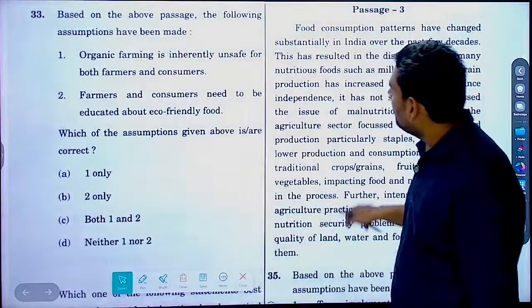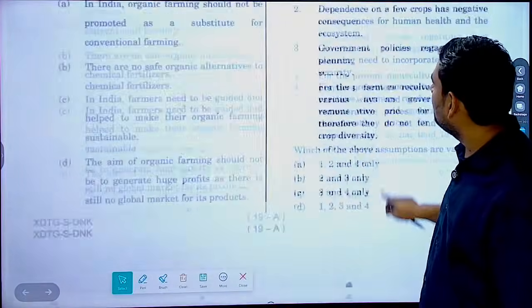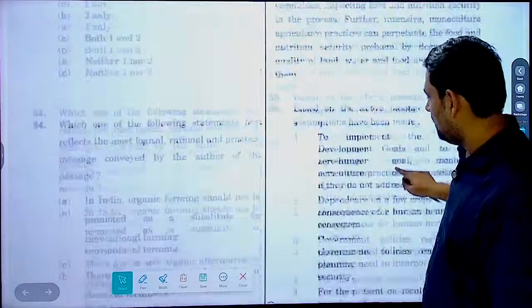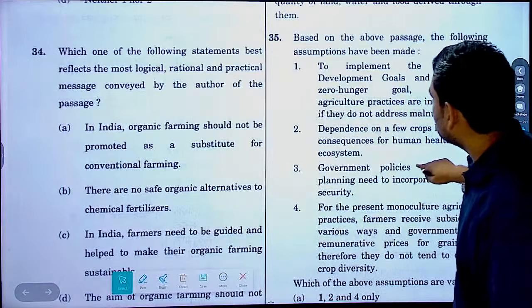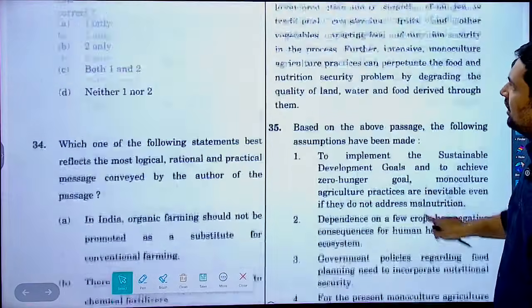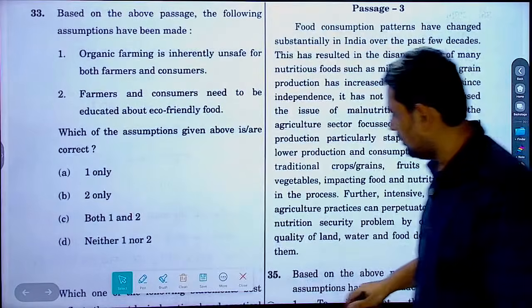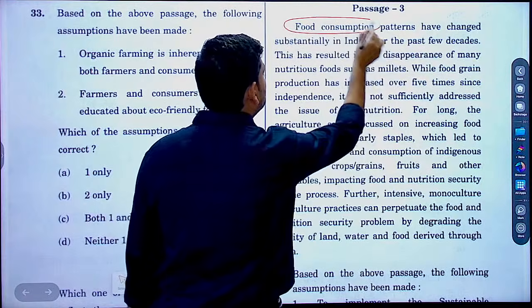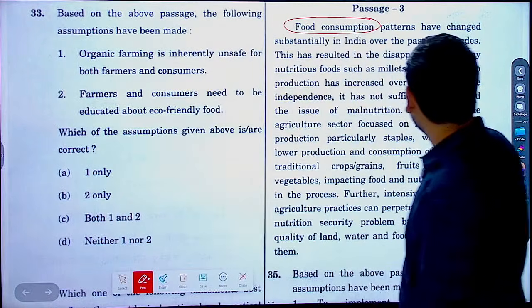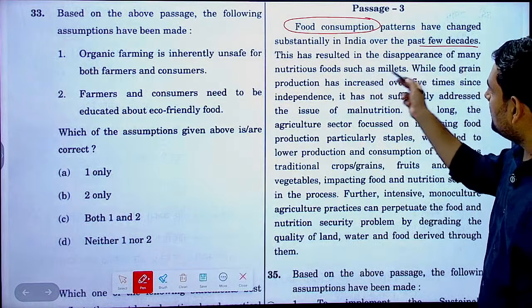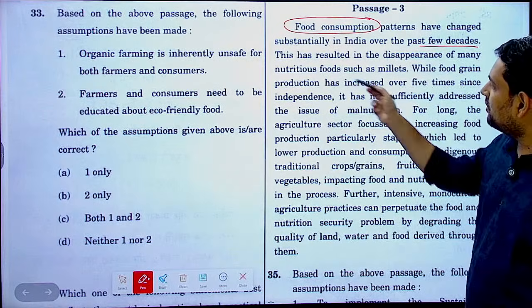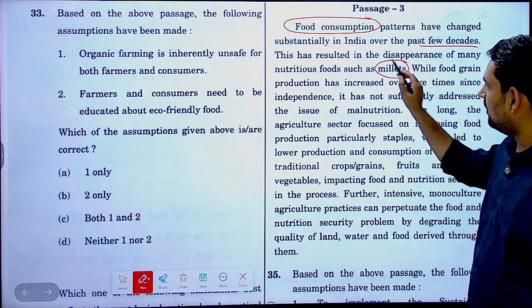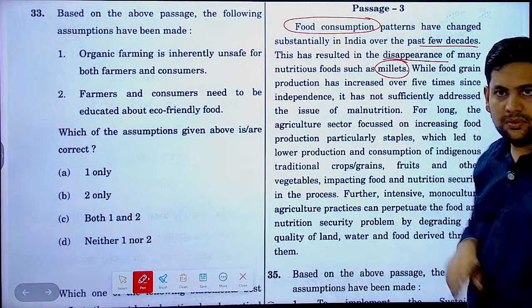Then last, I think, yes, 35, no? Yeah. Now again, assumptions. Let's read the passage. So it says, food consumption patterns have changed substantially in India over the past few decades. Then this has resulted in the disappearance of many nutritious food such as millets. So millets disappearance is being talked about.